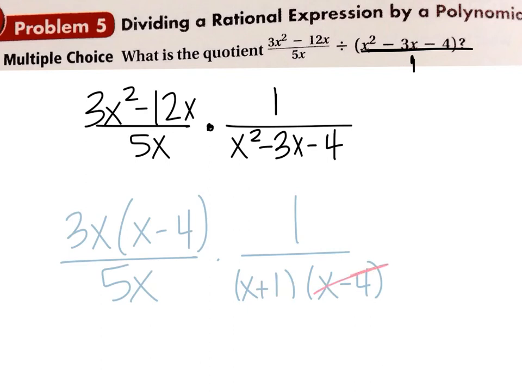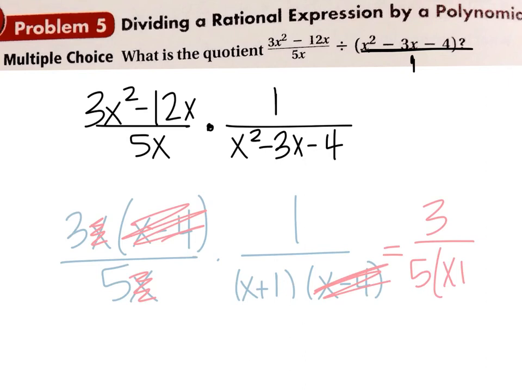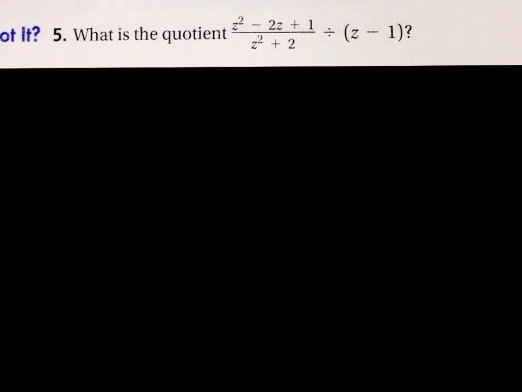Now, x minus 4 will cancel x minus 4. The x here will cancel the x here. And up top, I'm left with 3 times 1, which is 3. And in the bottom, I'm left with 5 times x plus 1. Again, I'm going to let you try this one on your own, so if you'll pause it and do it and see if you can get the right answer, I'll put it up there in just a second.